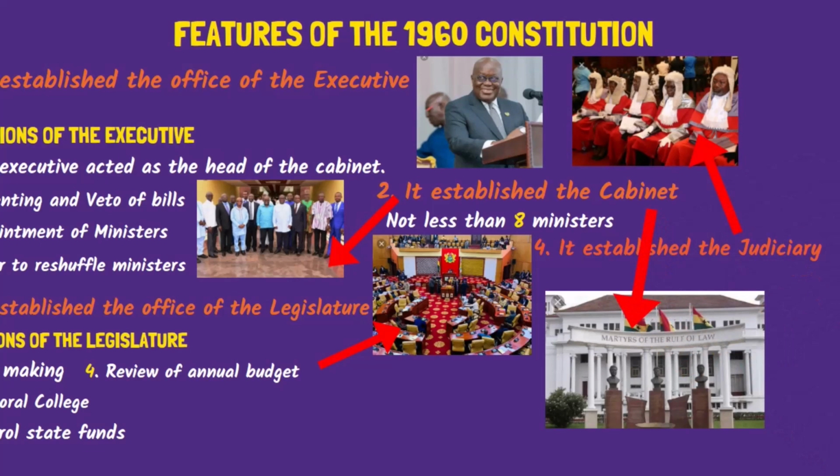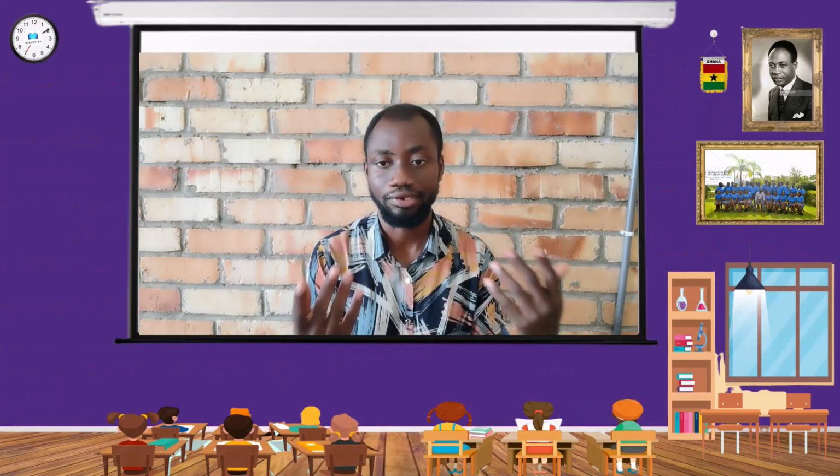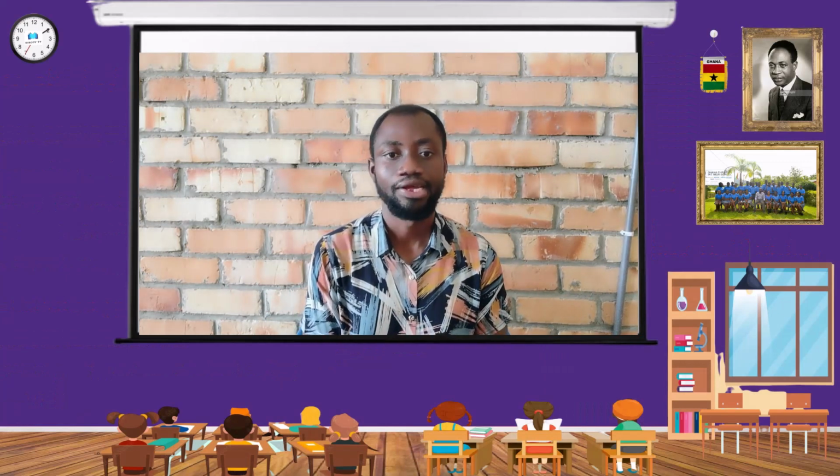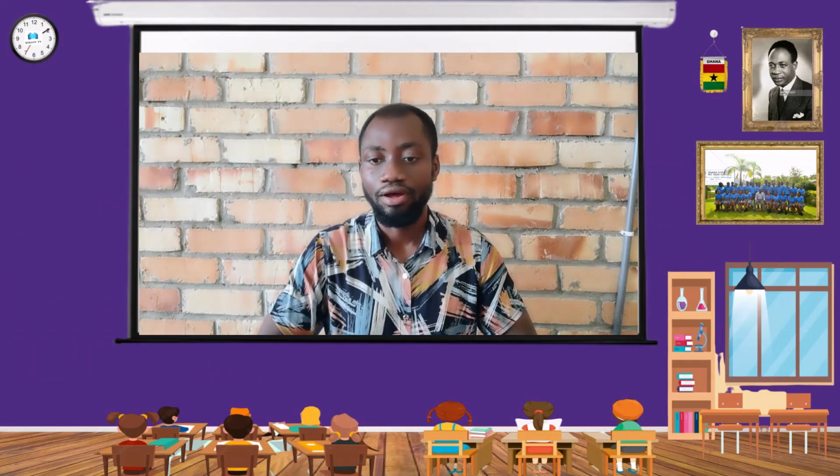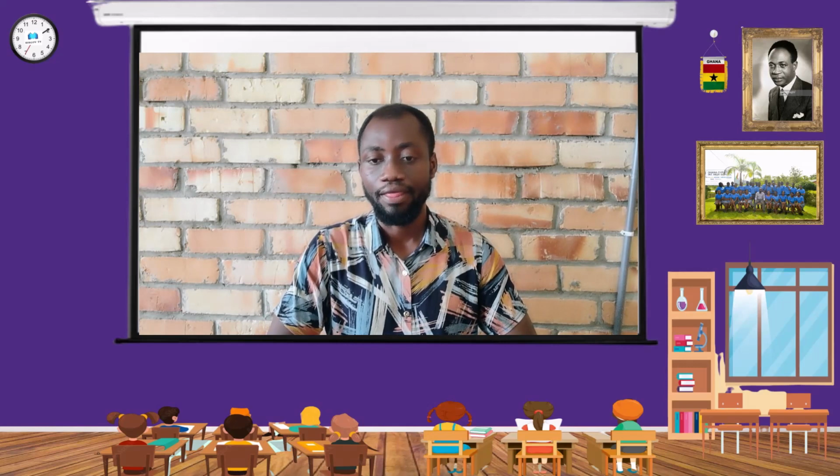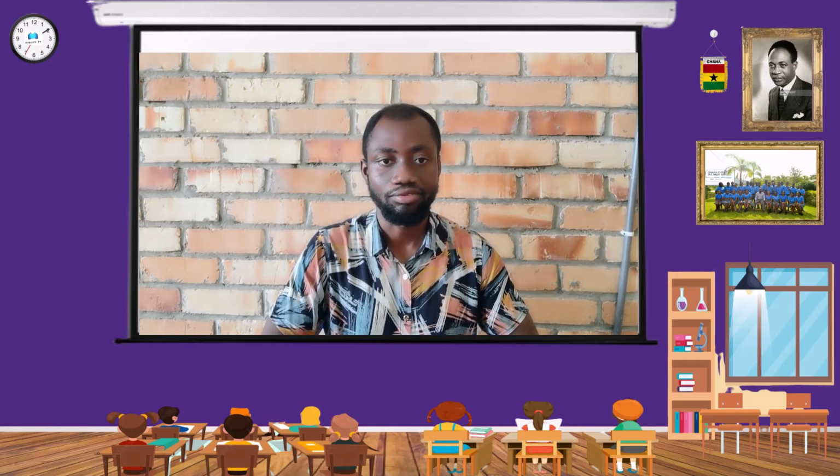The superior courts were made up of the Supreme Court, the Court of Appeal, as well as the High Court. The inferior courts were made up of the Circuit Court, the District Court, the juvenile courts, the tribunals, and others.